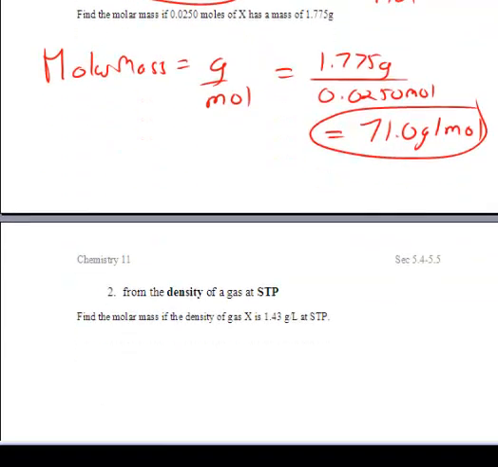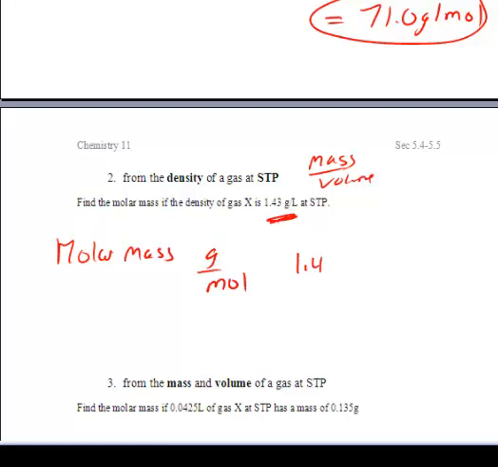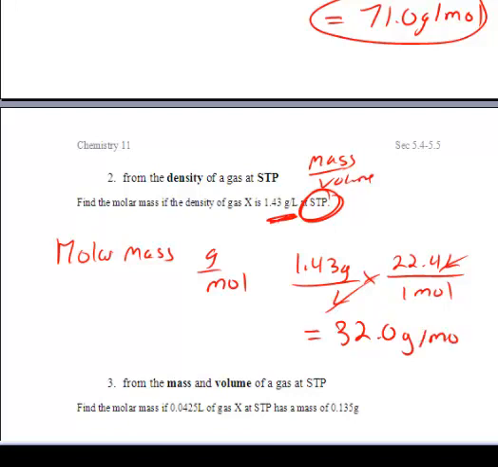A couple other scenarios that it might have for us is if it gives us density. We know that density is mass over volume, as it shows you right here. We know that molar mass is mass over moles, so grams per mole. So if we have mass over volume, it's an easy conversion because it's at STP. 1.43 grams over liters. We don't want liters, and luckily we have a conversion to get it out of liters and into moles. Cancel our units, and when we divide, we're going to end up getting 32.0 grams per mole. Once again, that's our molar mass that we can use to find our molecular formula.